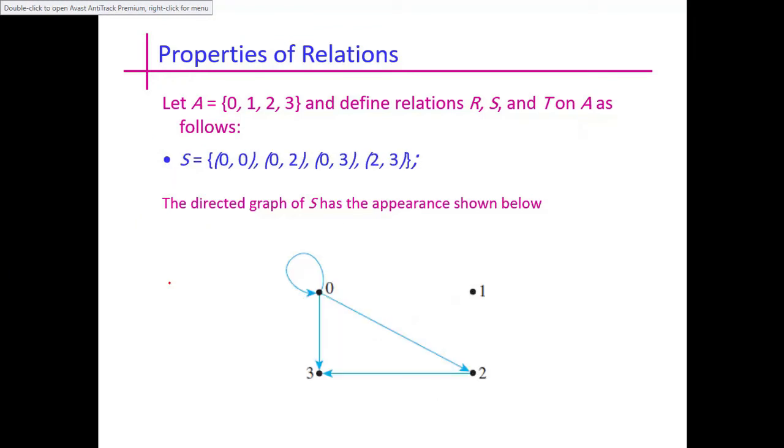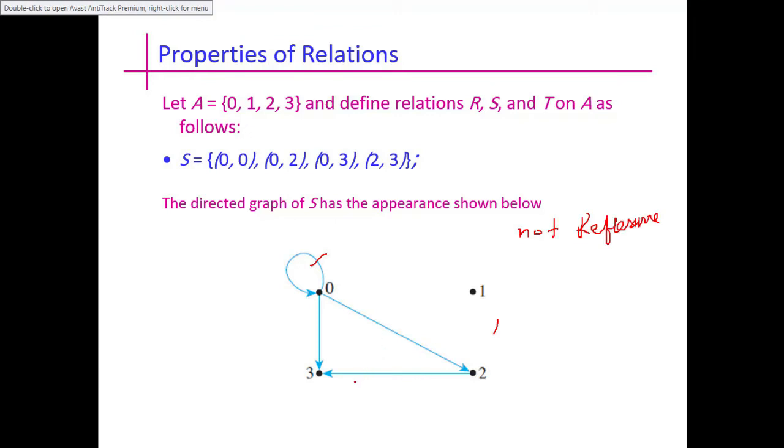Now we see the second relation and check through the diagram whether the relation given is reflexive or not. For reflexiveness, we check that for each element there is a loop or not. There is a loop only for 0 and not for 1, 2 or 3. So it is not reflexive.